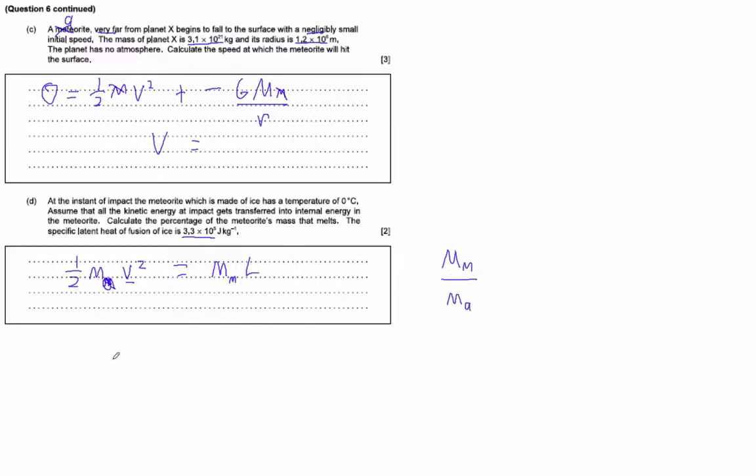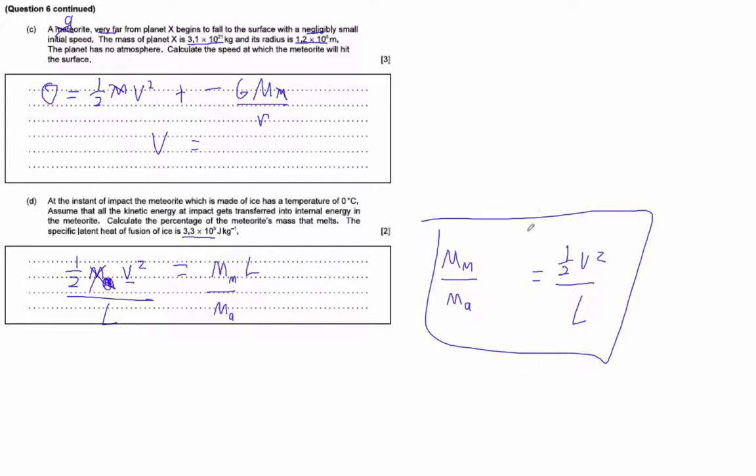So to get that from this, we're going to divide and multiply and do stuff, right? Okay, so let's see, divide both sides by this, get rid of that, divide both sides by L. So it's going to be 1/2 the velocity you figured out here, squared, divided by L. It's like around half of the asteroid melts.